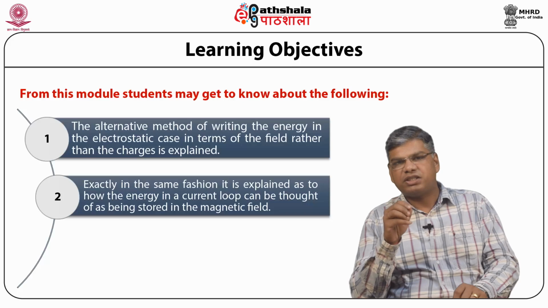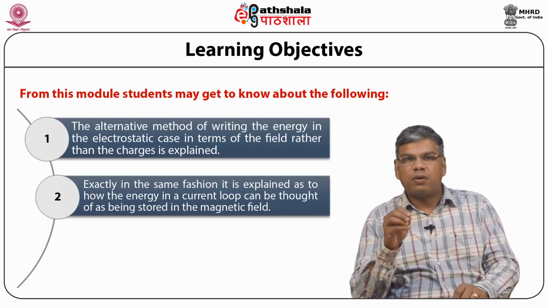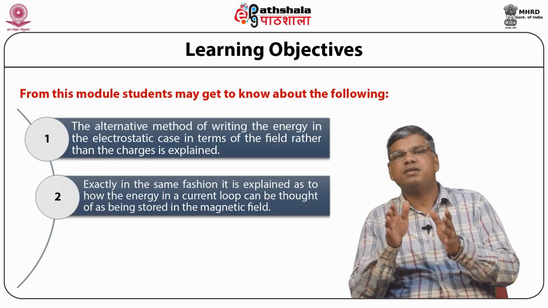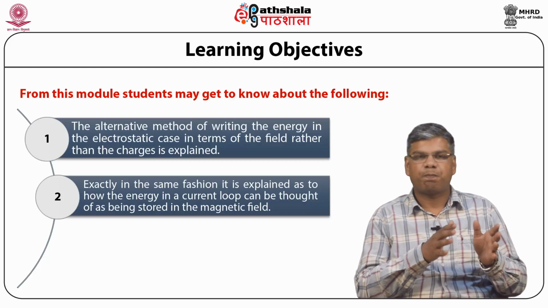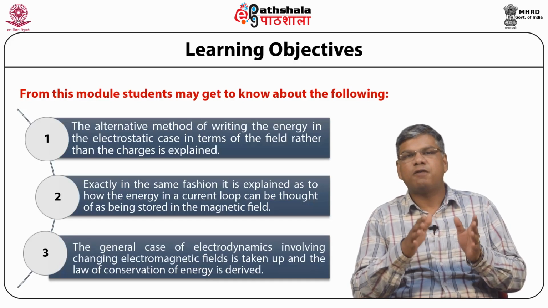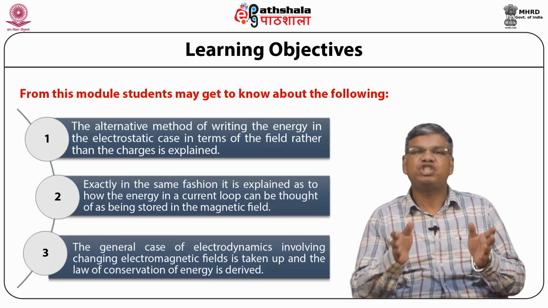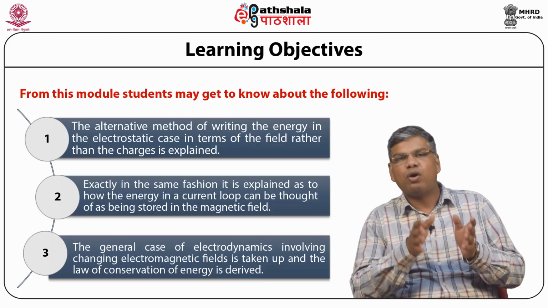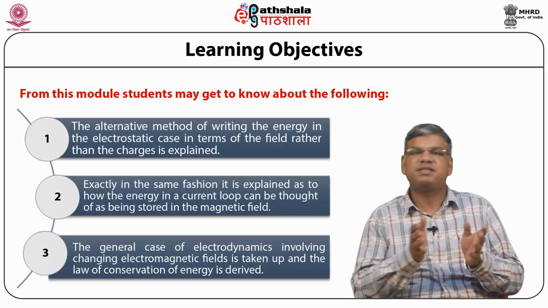Exactly in the same fashion, it is explained how the energy in a current loop can be thought of as being stored in the magnetic field. The general case of electrodynamics involving changing electromagnetic fields is taken up and the law of conservation of energy is derived. Again, in this and the next module, we look at the various classical conservation laws for a system of charges and the electromagnetic fields.